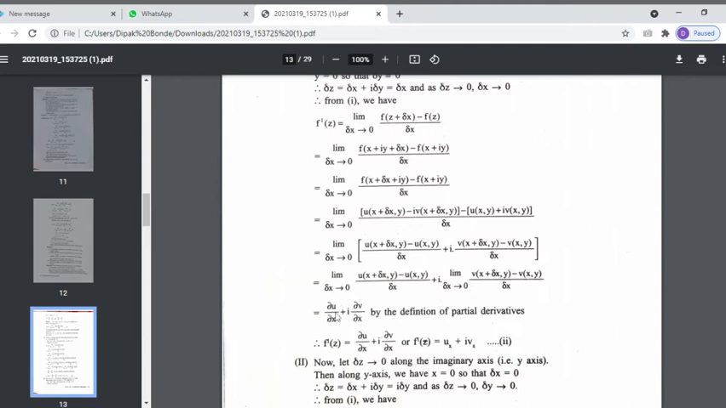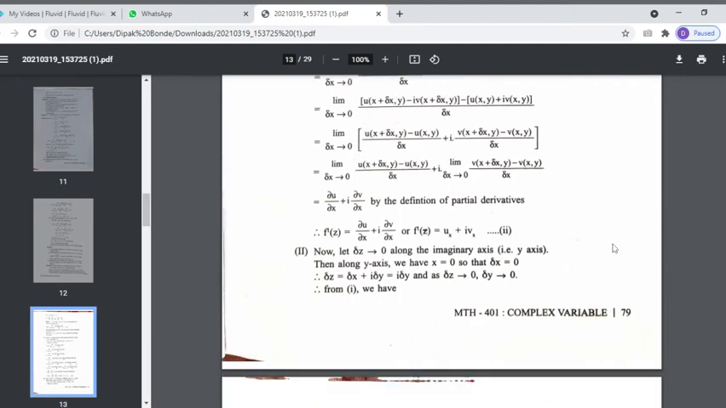Now take the limit separately for each. The value of this limit is nothing but ∂u/∂x, which is the definition of the partial derivative, and this is the definition of the partial derivative ∂v/∂x. So f'(z) = ∂u/∂x + i ∂v/∂x, or it can be written as f'(z) = ux + i vx, where vx is nothing but the partial derivative of v with respect to x. This gives equation number 2.